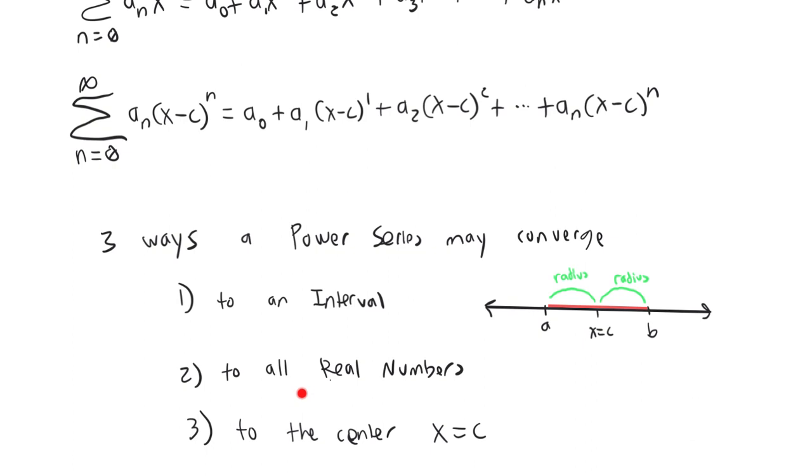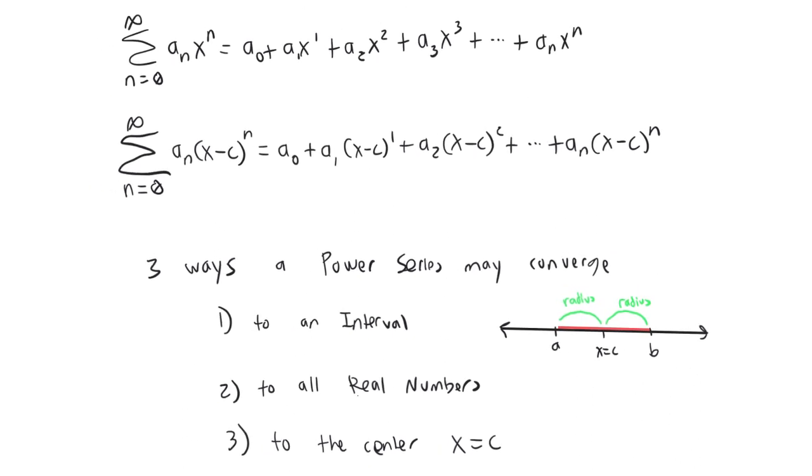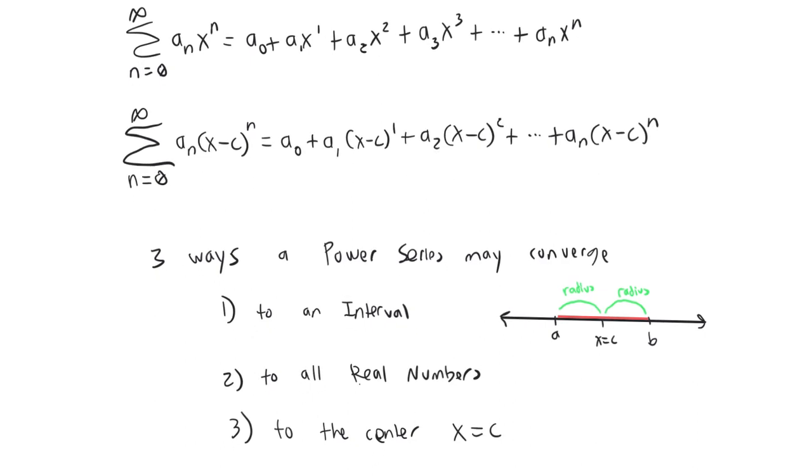The second way is that it might converge to literally all real numbers. So in other words, x could be any real number, and if we were to substitute it back in, the power series would nonetheless converge, regardless of which number you put in for x. And the third way that a power series could converge is only at the center, x equals c. In other words, the center, c, is the only value of x that would cause the power series to converge. Okay, so hopefully that makes sense.